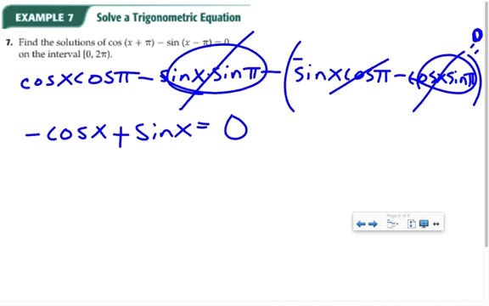And now I can't get this equation all in terms of sines or cosines because I don't have things being squared. I could square both sides, but let me show you something. If I add cosine x to both sides, I'll have sine of x equals cosine of x. So let's think about this. I'm looking for an angle where the x-coordinate equals the y-coordinate.